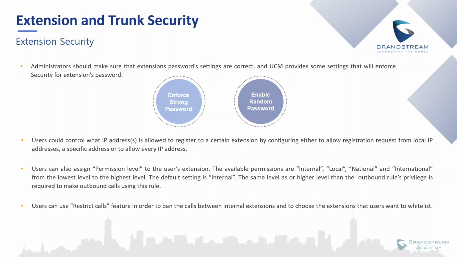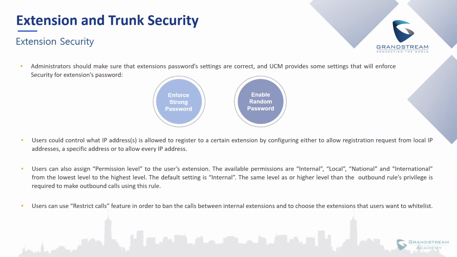The strategy option can be set basically to 3 settings. First, you can allow register requests from local IPs only, and by default, the local subnet where the UCM is located is allowed. User could also add more local subnets where the devices are allowed to register to this extension. Secondly, you can allow register requests from one user-specified IP only. And finally, you can allow registration requests from anywhere, which is not recommended.